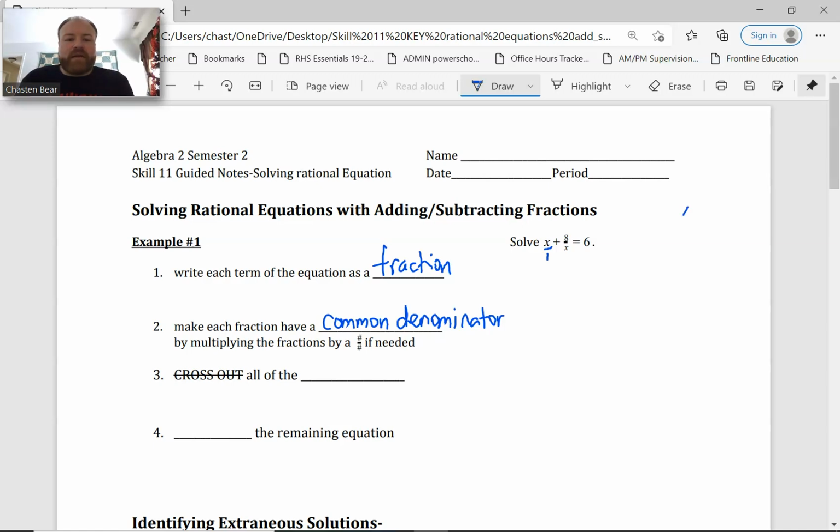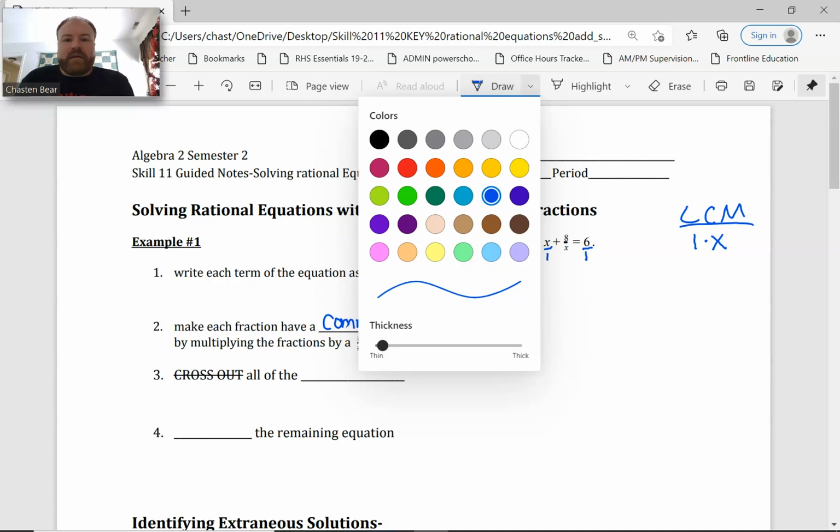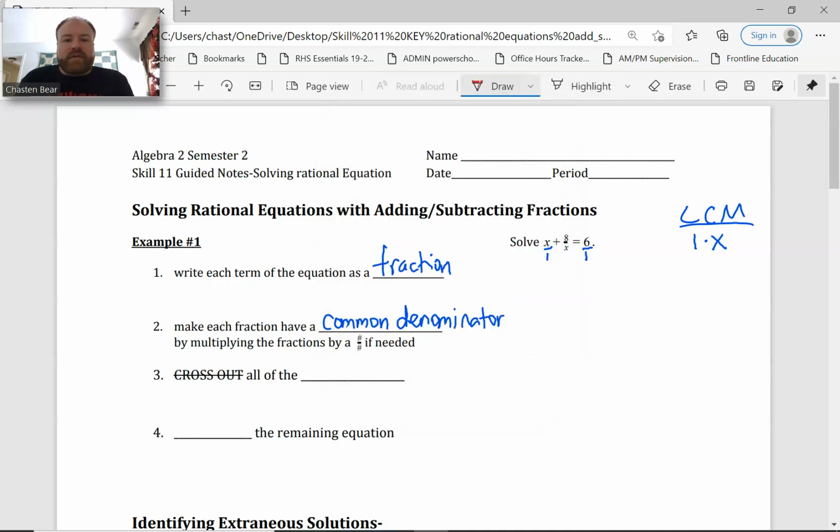Looking here, I need to identify the LCM of my denominators. So I have 1 and I have x. Oh, by the way, this 6 should have been written as 6 over 1. I already have that 1, so I'm good. So my common denominator is 1x, or just simply x. What I have to do is multiply each part by whatever is missing. So x over 1, I've got the 1, I'm missing the x. So I multiply top and bottom by x over x.